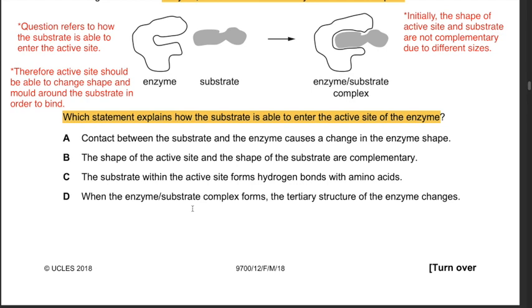In order to bind with the substrate, there should be a change in the enzyme's shape or a change in the active site. Therefore, the best possible answer is A. Contact between the substrate and the enzyme causes a change in the enzyme's shape. The other answers do not describe how the substrate is able to enter the active site.